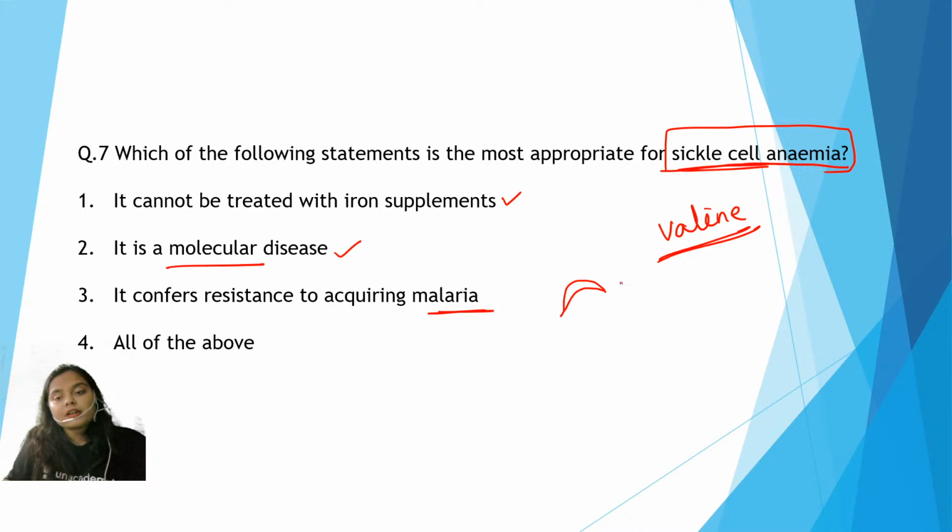See what happens, the condition of the hemoglobin is HbS. S stands for sickle cell, and whenever oxygen is not present in sufficient amount, the sickling of RBC starts to take place. And the sickled RBC are not a good host for the malarial parasite. So all of the above options are correct. Option number 4 is the right answer. Very good, Kunal, absolutely correct.